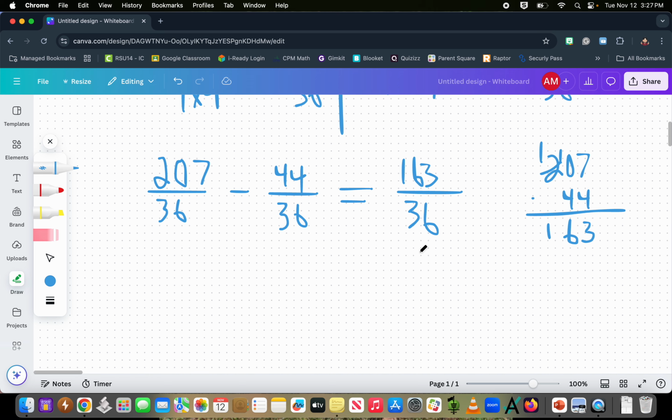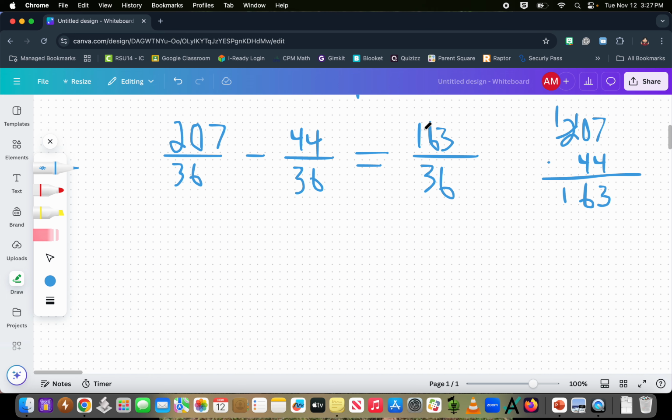So what we need to do is divide. So we're going to take 163 and divide it by 36. So I'm going to do that right here. And looking at this, I see 36 is close to 40. 163 is close to 160. So I'm going to maybe try 4 to start and see what happens. So if I do 4 times 6, I get 24.